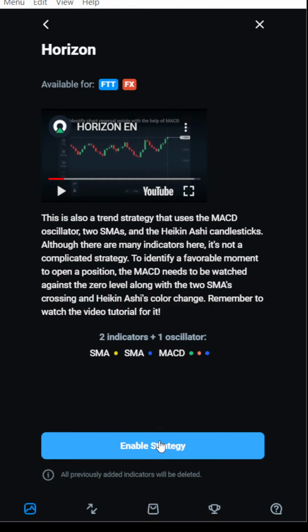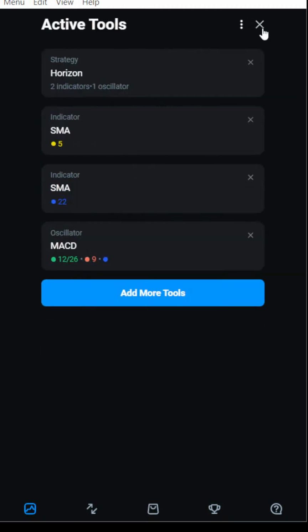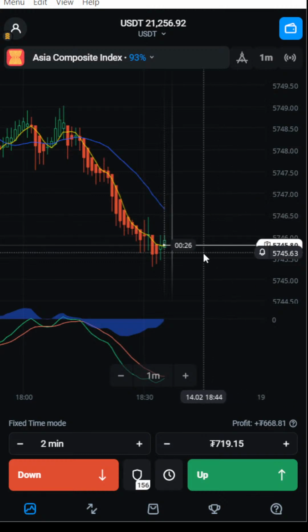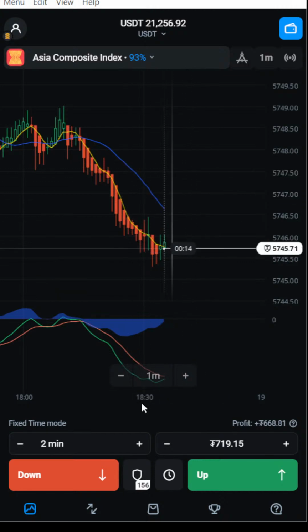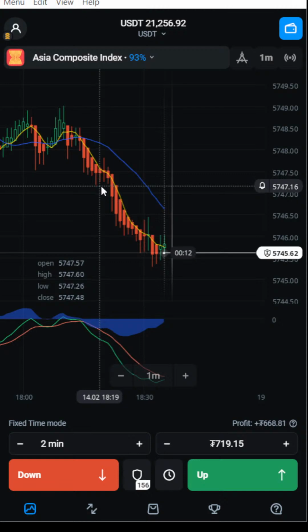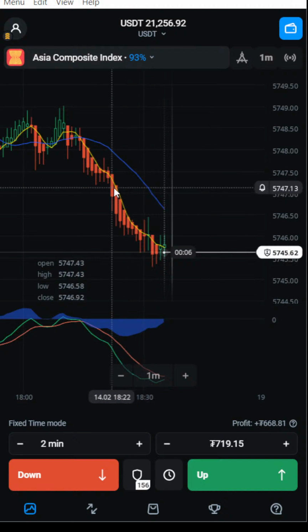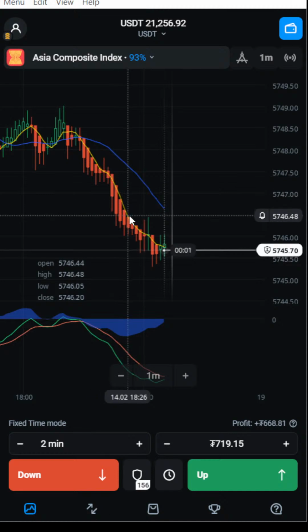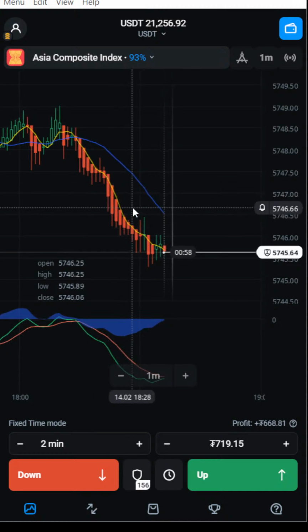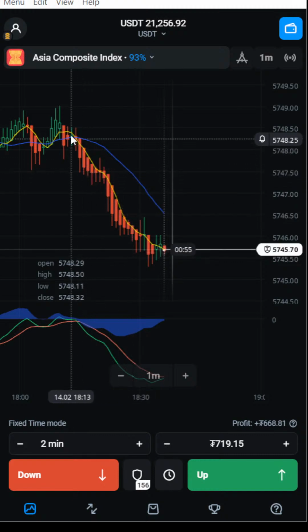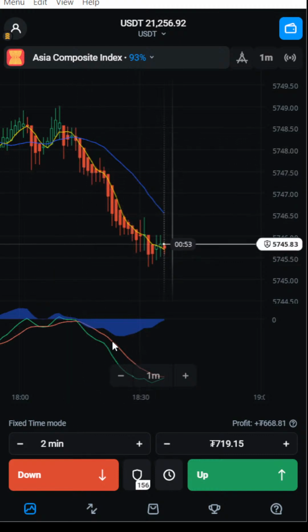I just enable the strategy, and once I enable it, it is set on my account like this. When I select the strategy, it is automatically set on my account. What is the base of the strategy? The important thing: there are 4 changes. First, the candlestick pattern is changed. The candlestick becomes the Heikin Ashi candlestick instead of the Japanese candlestick. And the second thing, we have 2 SMA and MACD.